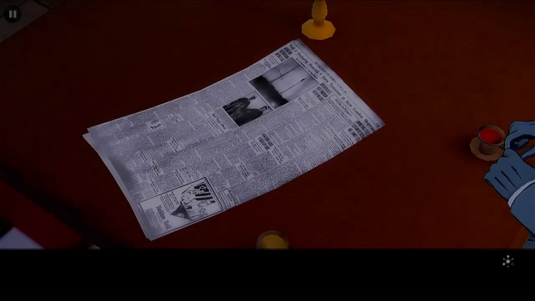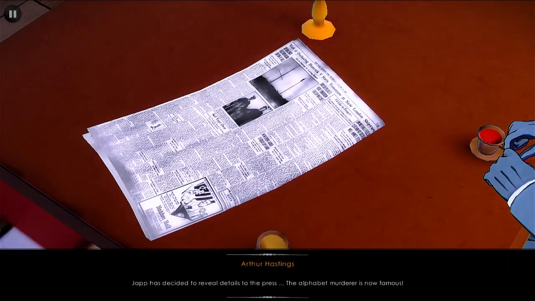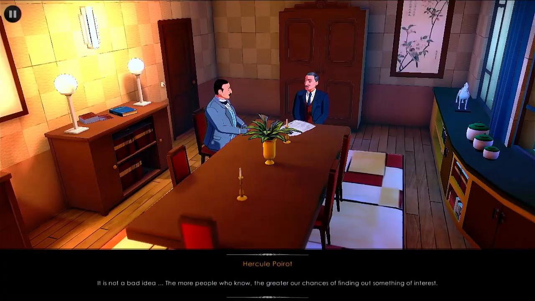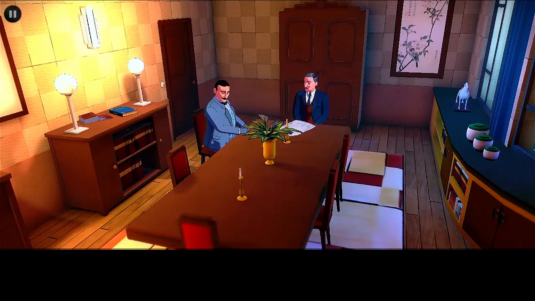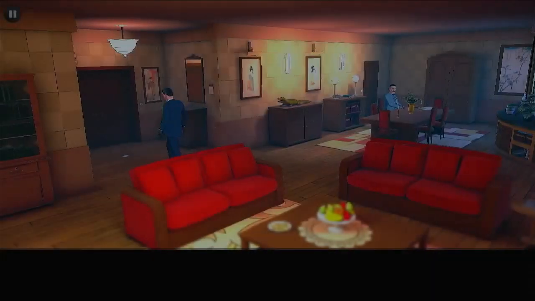Have a little conversation. Japp has decided to reveal details to the press. The alphabet murder is now famous. It is not a bad idea. The more people who know, the greater our chances of finding out something of interest. Poirot, I have a bad feeling. So do I.